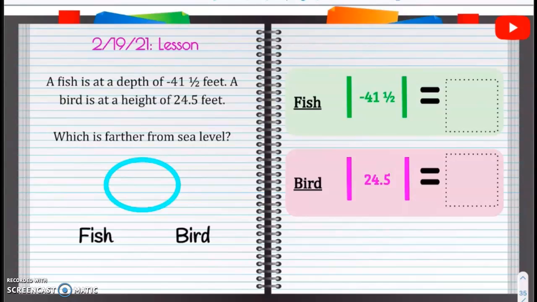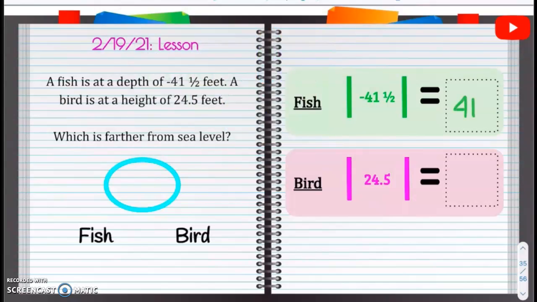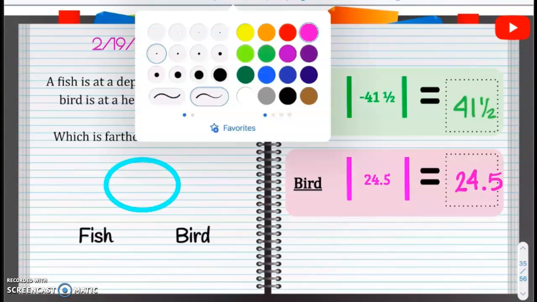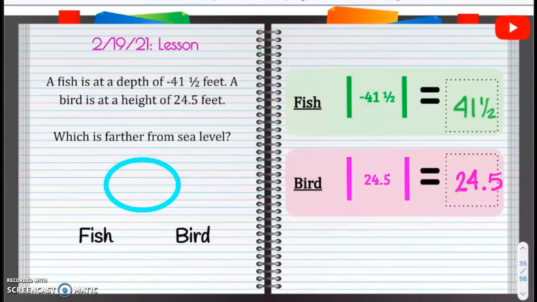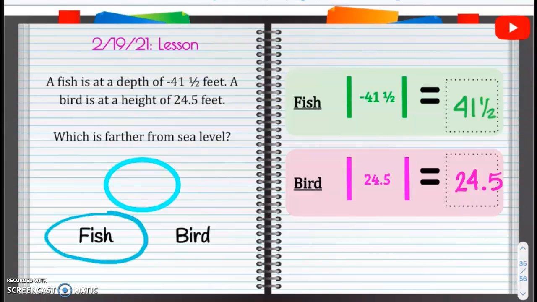So our fish, the absolute value of the fish is going to be 41 and 1/2 feet. The absolute value of the bird is 24 and a half feet. So which is farther from sea level? Is the fish going to be farther below, or is the bird going to be farther above? In this case, the bigger number here is going to be that fish. So the fish is going to be farther. So we are going to put this circle around the fish because the fish is going to be the farther one.